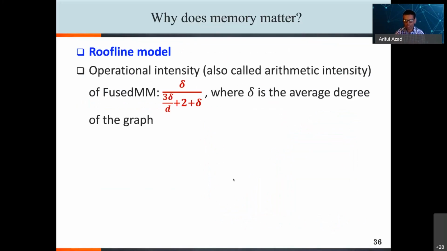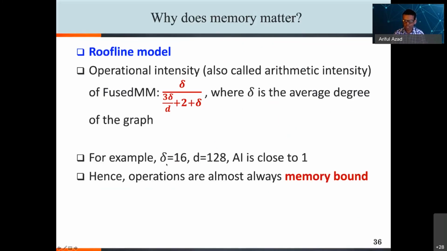When we try that model for our operation, FusedMM, our operational intensity was like that, where delta is the average degree of the graph and D is the embedding size. If I plug in some standard values, for example an average degree of 16 and an embedding size of 128, this value is close to 1. And we know that for most hardware, if we read 1 byte from memory for one floating point operation, then it is definitely memory bound because memory access is slow.